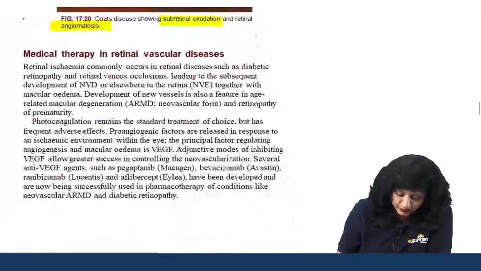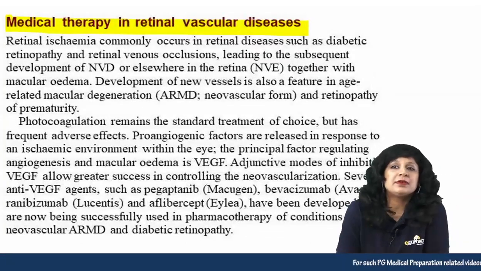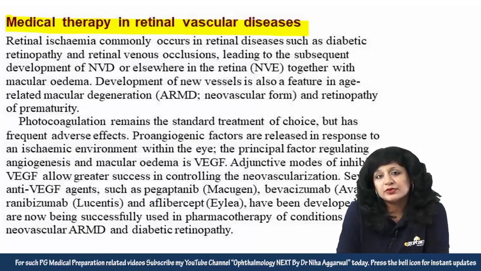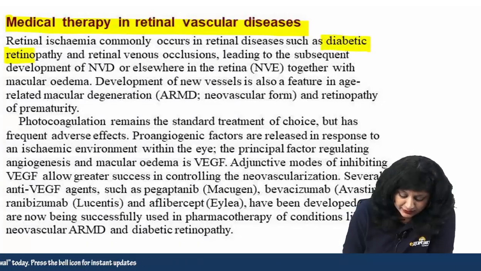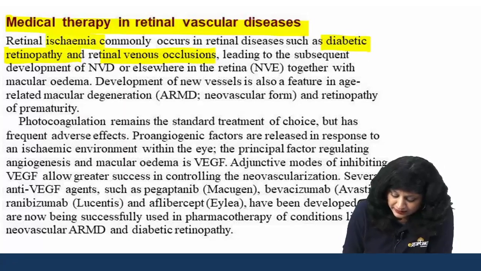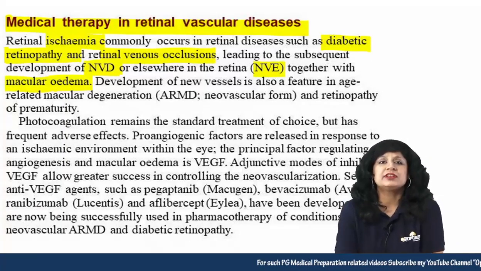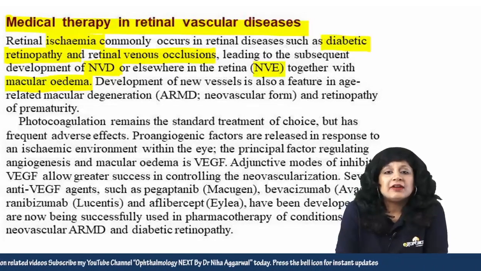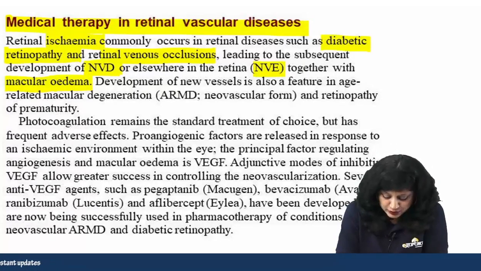All right. Now talking about an important aspect, that is your medical therapy in the retinal vascular diseases. Now in the previous sessions we have already seen the retinal vascular diseases. What is the medical treatment that we are going to give? So retinal ischemia commonly occurs in retinal diseases like diabetic retinopathy and retinal venous occlusions. We have the ischemia there that can lead to the development of NVD or NVE together with macular edema. So if you think about the retinal vascular diseases, let's think about diabetic retinopathy per se, so that you are able to correlate. So I will have the neovascularization. That neovascularization is on the optic disc or elsewhere, and then we also have macular edema.